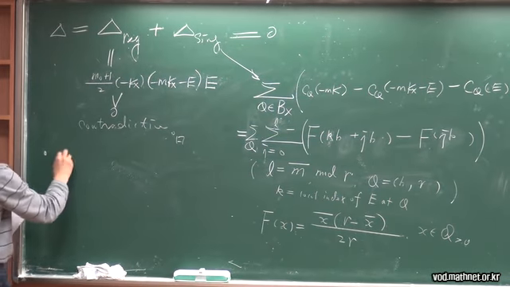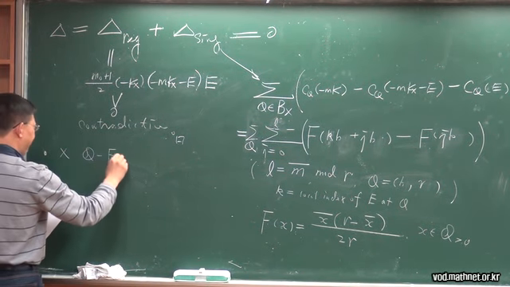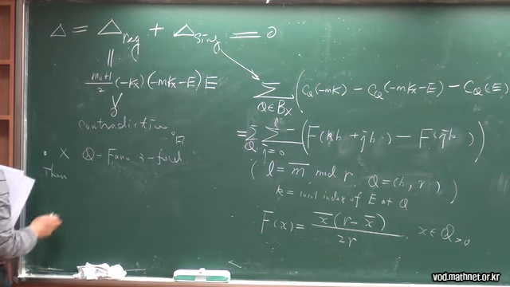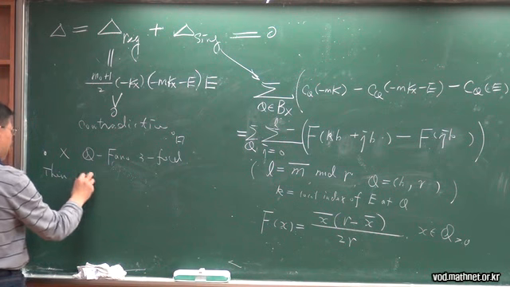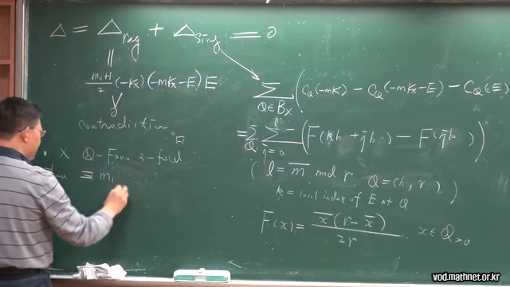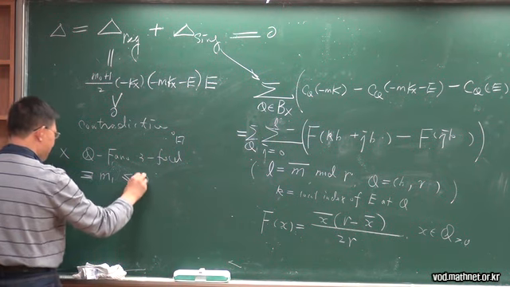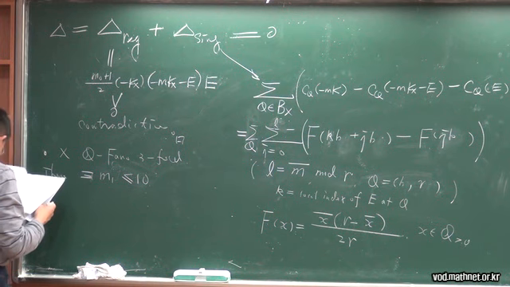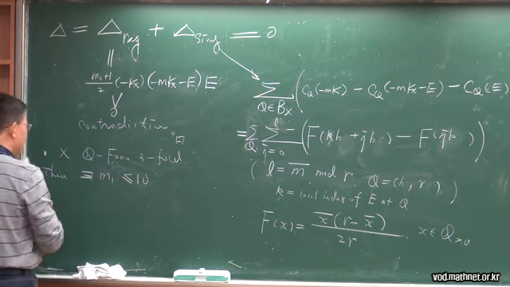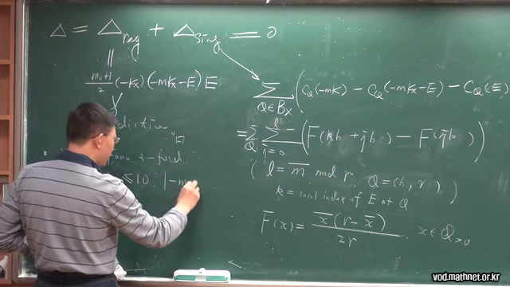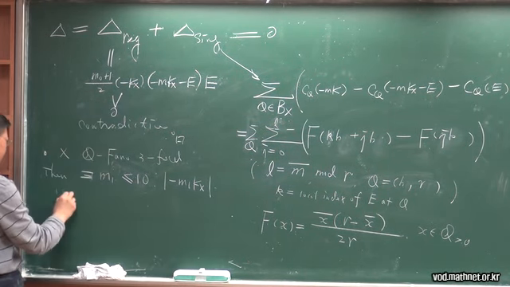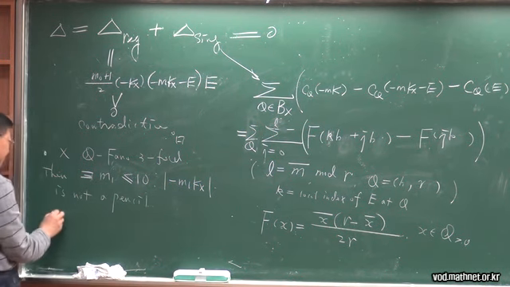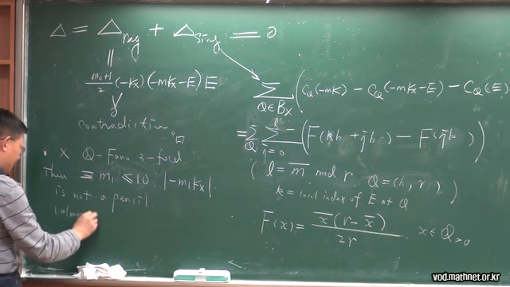When X is a Q-Fano threefold, then we can find an integer m1, smaller than or equal to 10, so that minus m1 Kx is not a pencil. I should say that this is almost sharp.